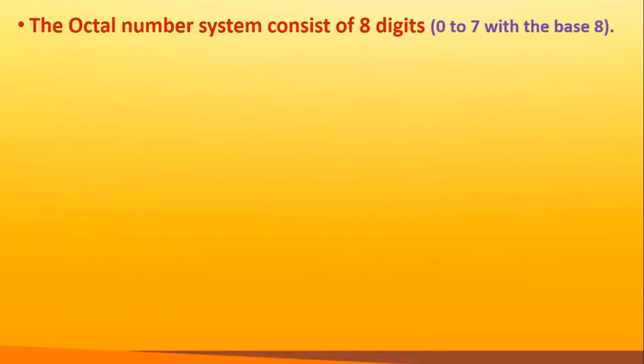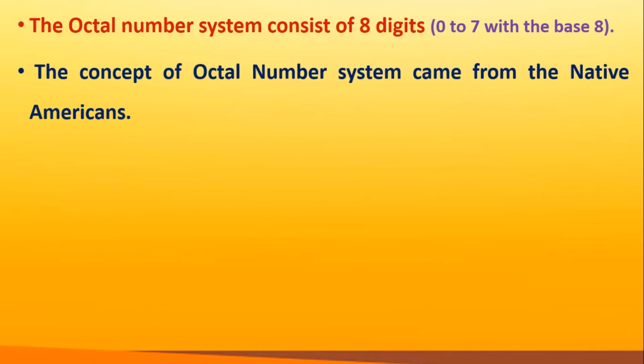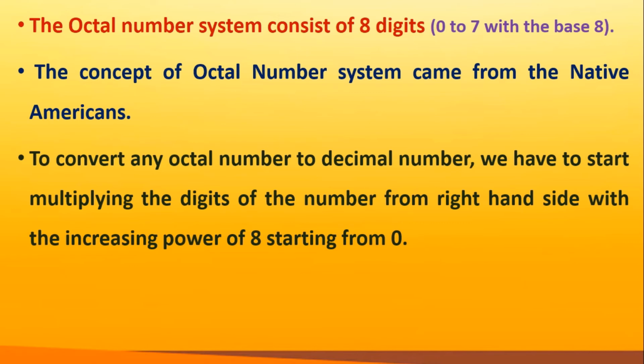So now octal. The octal number system consists of 8 digits, that is 0 to 7. So the base of the octal number system is 8 because 0 to 7, how many numbers are there? 8. Okay, so we have to consider the base as 8 for the octal number system. Now the concept of the octal number system came from the Native Americans. To convert any octal number to a decimal number, we have to start multiplying the digits of the number from the right hand side with the increasing power of 8 starting from 0.